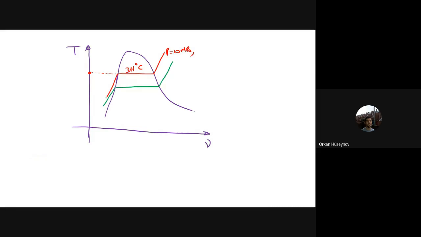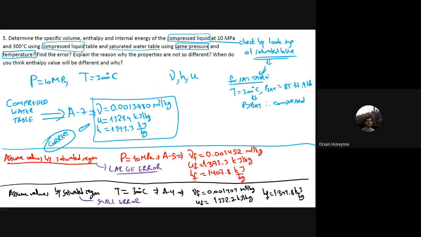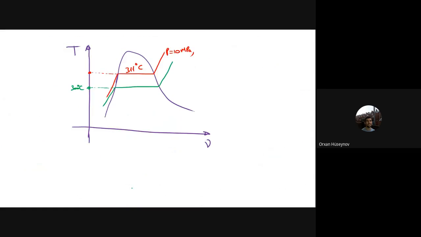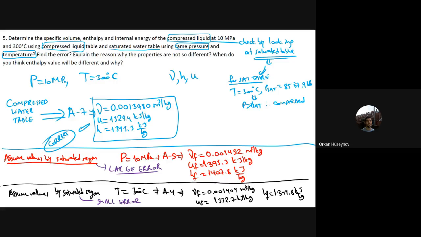So I have used this one, at 300 degrees Celsius. This one was the second. In the first step, you see, I used the 10 megapascal saturation pressure region. Now I've used, second, 300 degrees Celsius. I'm just looking at what the pressure is for that 300 degrees Celsius.